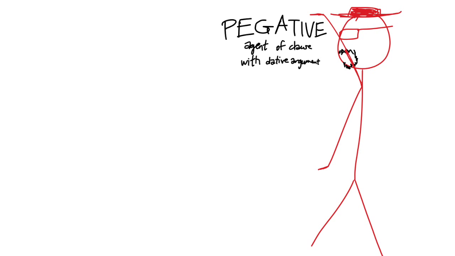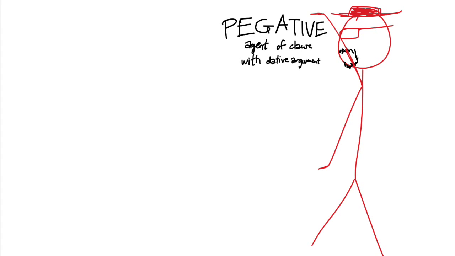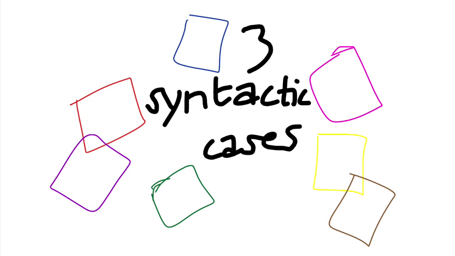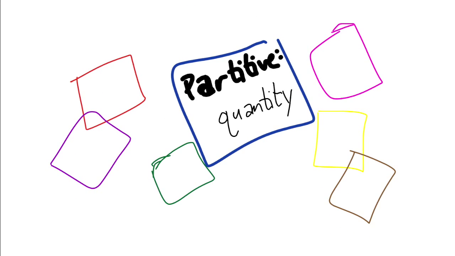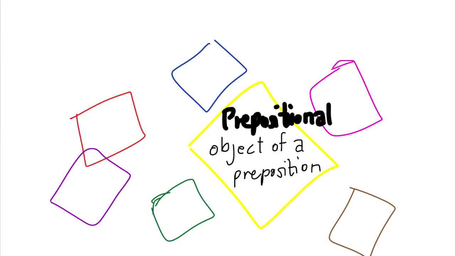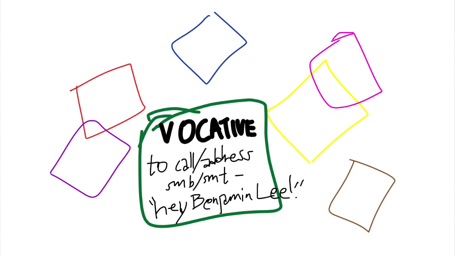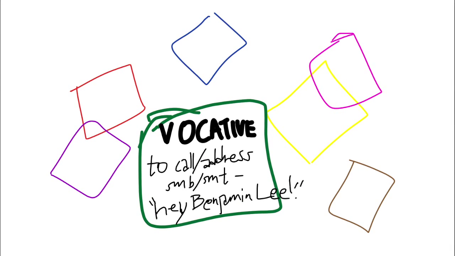The pegative case only occurs in the Tlapanic language of Mexico and names the agent in a dative construct, which means that if he gives me the book, I am the receiver, and he is the giver, and he is the pegative. There are 3 semantic cases that don't fit into any other category. The partitive case gives quantity, the prepositional case provides the object of any preposition, the final one is the vocative, which is used to address people, like when you say, hey Benjamin Lee.